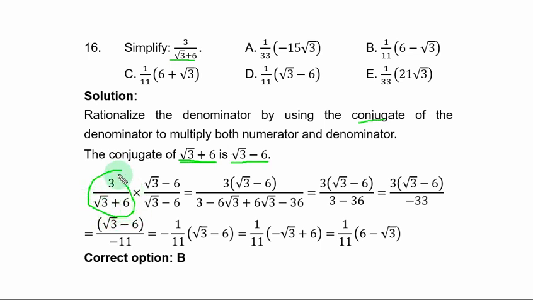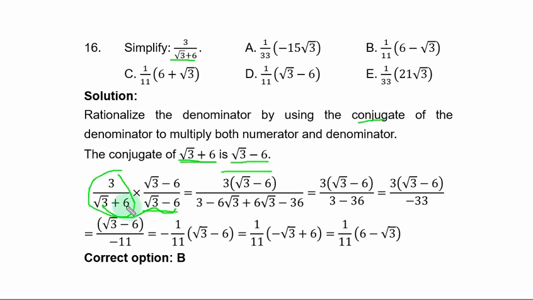You multiply numerator and denominator by the conjugate. The numerator is written in this form. You have to expand the denominator. Root 3 times root 3 is 3. Root 3 times minus 6, you have minus 6 root 3.